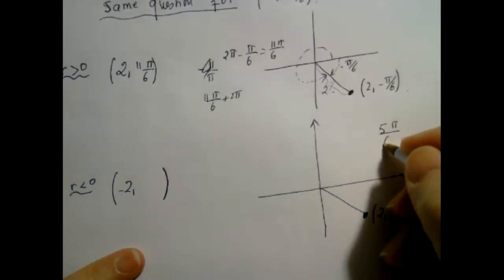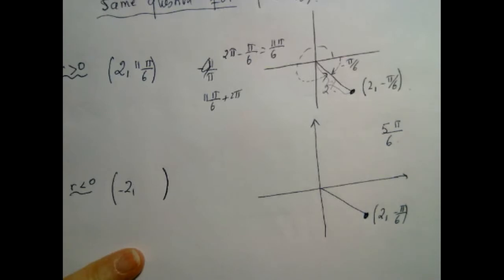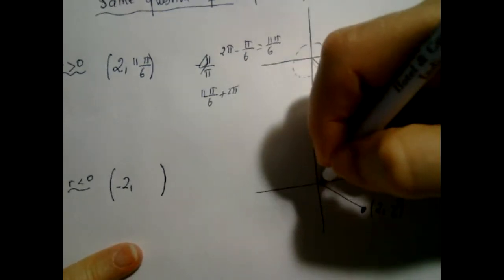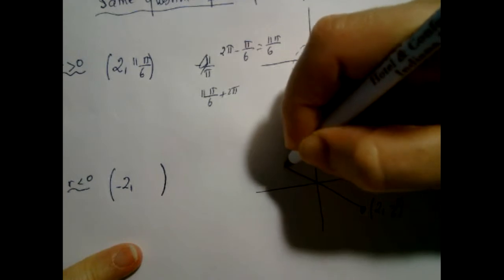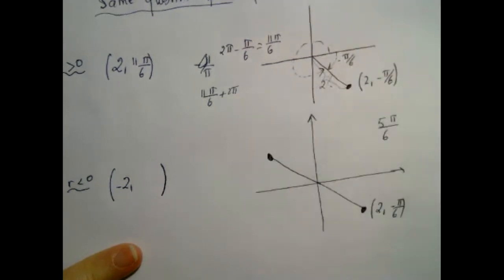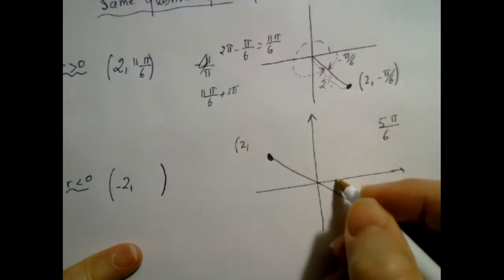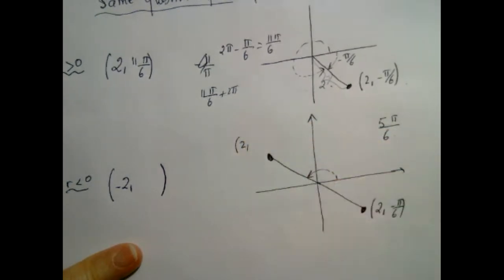Mm-hmm. Okay, how did you get that? The opposite angle. You can draw that, yeah. Out. Right there. Exactly. 5 pi over 6. Absolutely correct. So he drew this point. That's the positive r, and then he has to figure out the theta here.